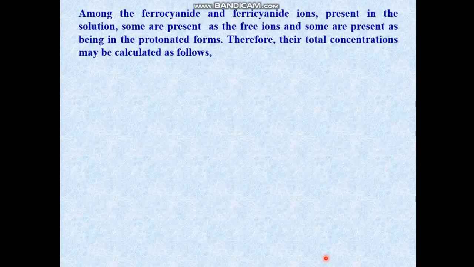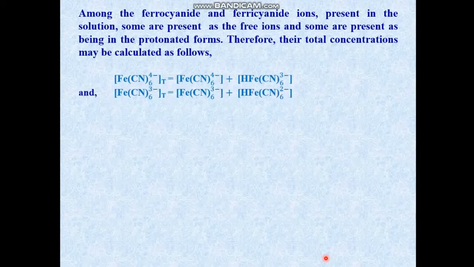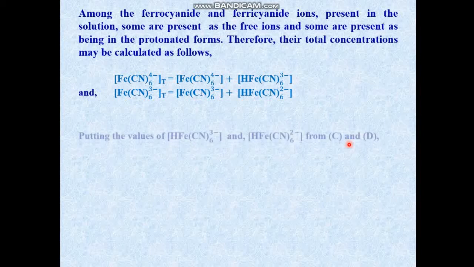Now among the ferrocyanide and ferricyanide ions present in the solution, some are present as free ions. That means some are getting protonated and some remain unprotonated. They are present both as free ions and protonated forms. Therefore, their total concentrations may be calculated as follows. So we have to count their total concentration. This is the ferrocyanide total. This suffix T means total, and this is the concentration of ferricyanide total. Total means this is the unprotonated form and this is the protonated form. In the case of ferricyanide also, this is the unprotonated form and this is the protonated form. So these are the total count of their concentration.